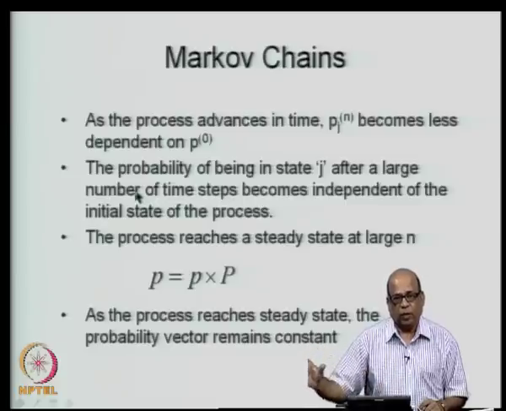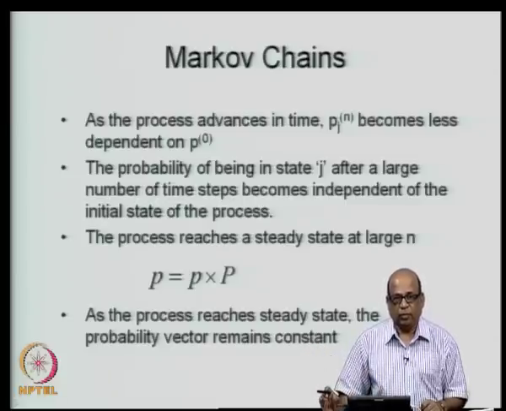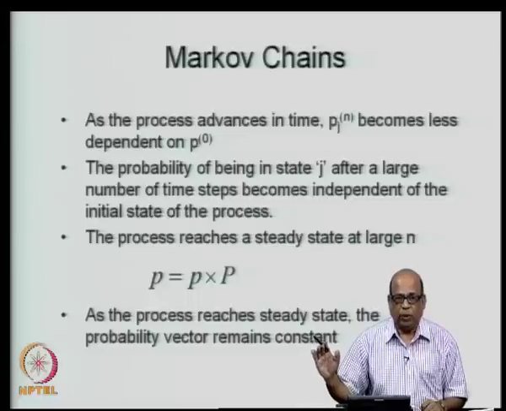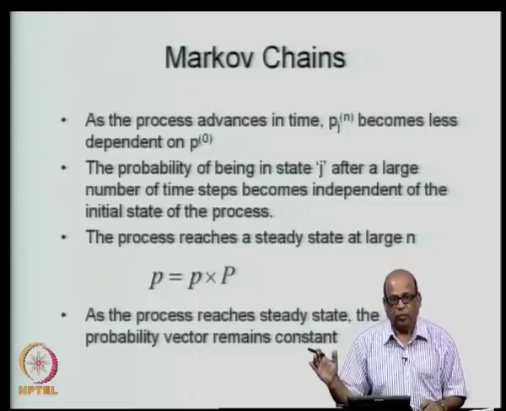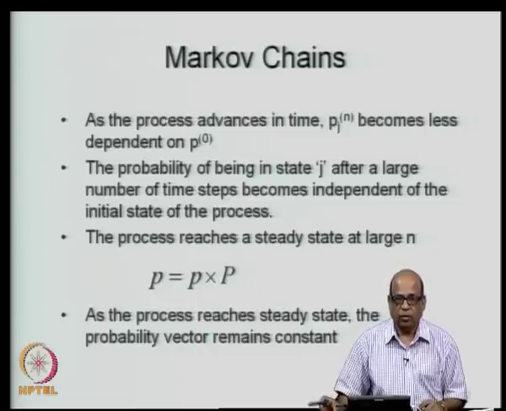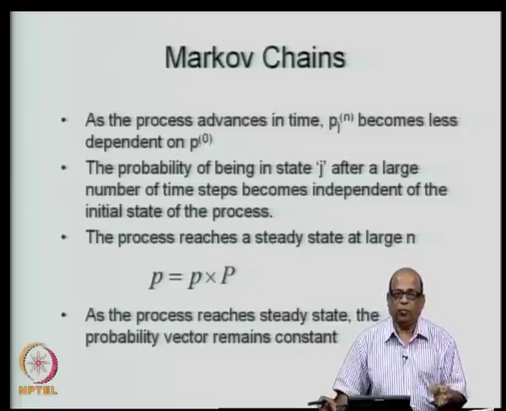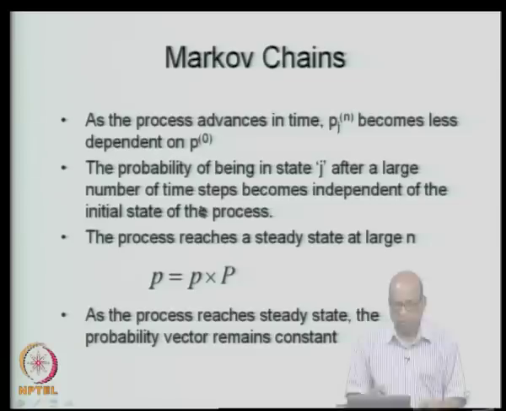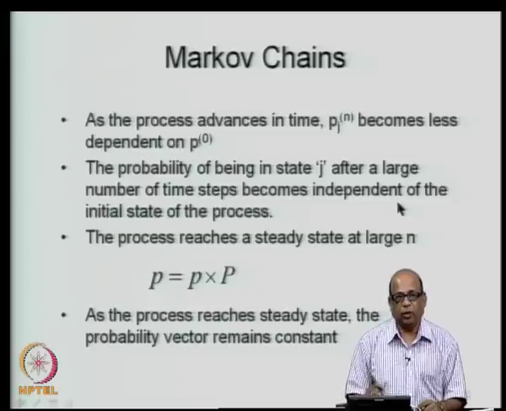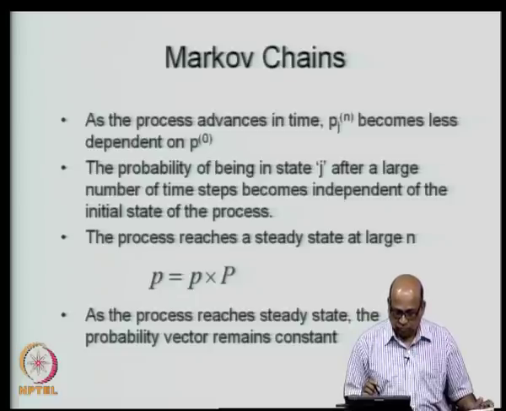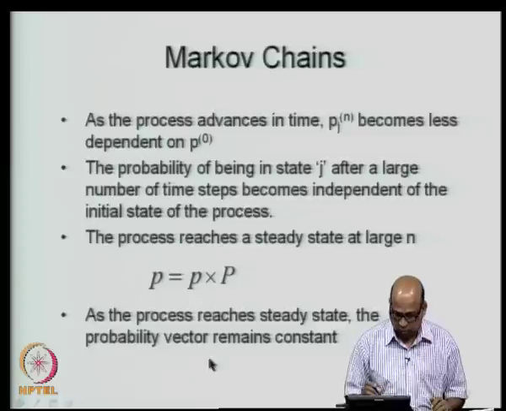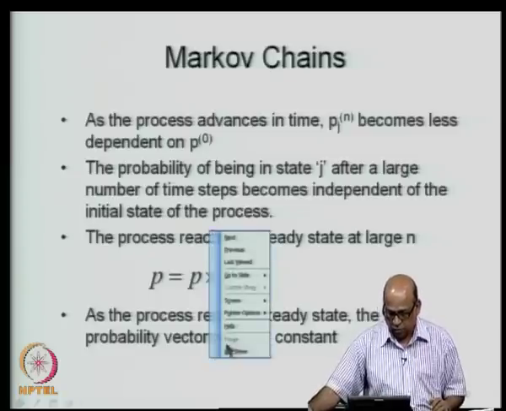Suppose we are looking at a far away time in the sequence, and then we are looking at the probability of the process being in a particular state at that far away time. That may become totally independent of the state with which we started. So, the probability of being in a state j after a large number of time steps becomes independent of the initial state of the process, and because of which we will be able to write this as, let me write it here.